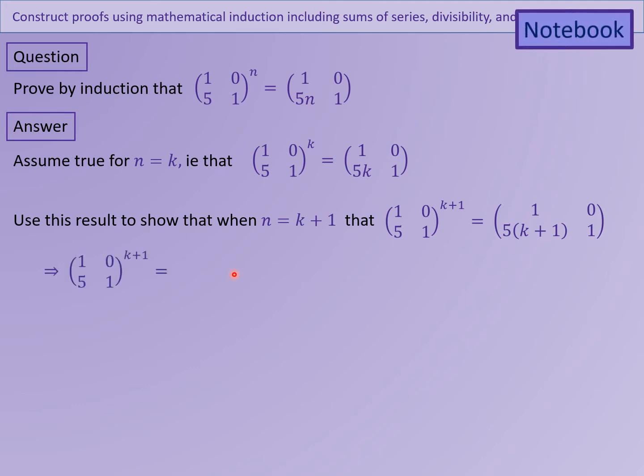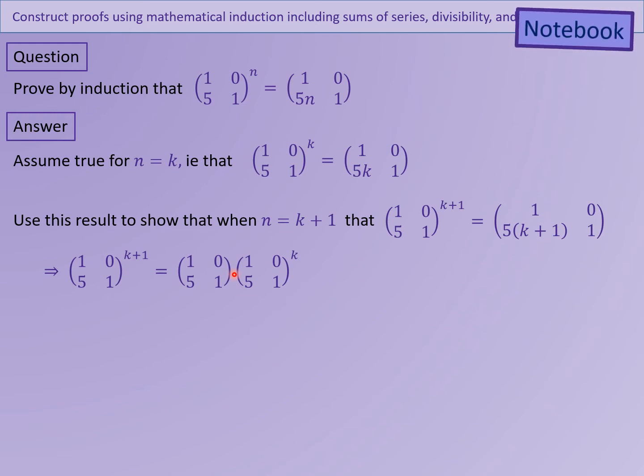So we're going to start with 1, 0, 5, 1 to the power k plus 1. Now usually we'd need to worry about commutativity, about whether the single matrix on its own came before or after the matrix to the k. However, we don't need to worry about commutativity in this case because it's the same matrix being multiplied by itself over and over. So we can actually put it on either side.